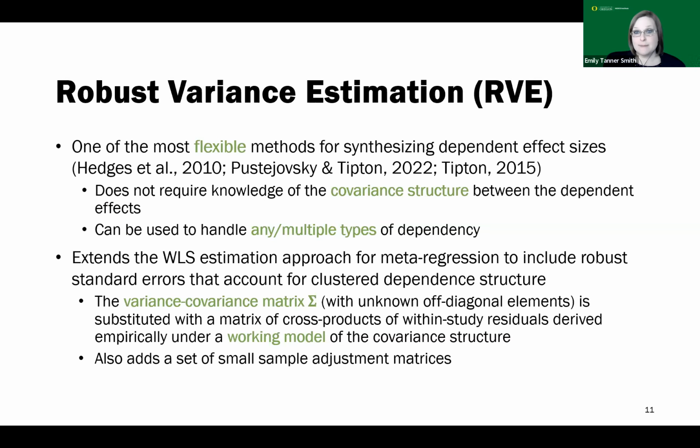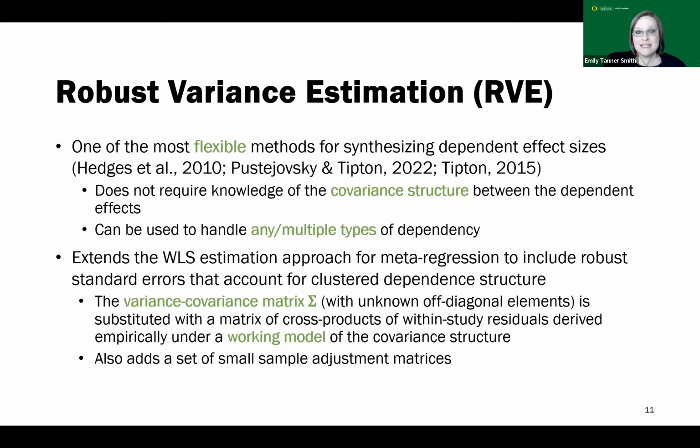So robust variance estimation with meta-regression, or RVE for short, is one of the most flexible methods for synthesizing dependent effects because it does not require information about the covariance structure between those dependent effects, and it can be used to address multiple or different types of dependent effects. Now, the RVE approach is akin to cluster robust inference methods that many of you are probably very familiar with in the primary research literature, such as Huber-White standard errors or cluster robust standard errors.